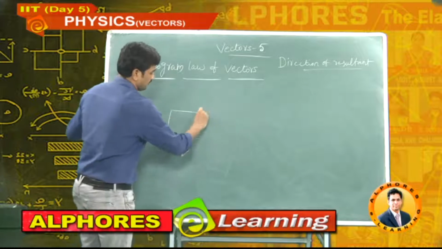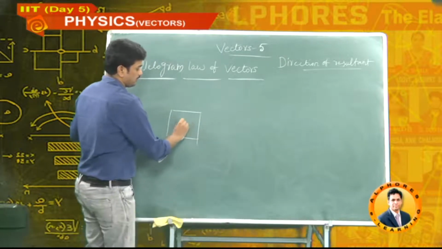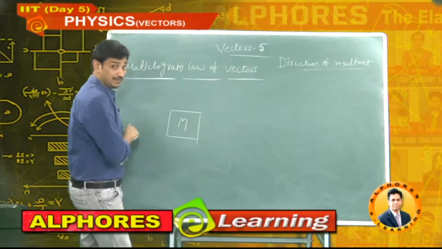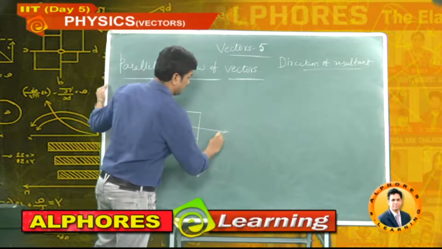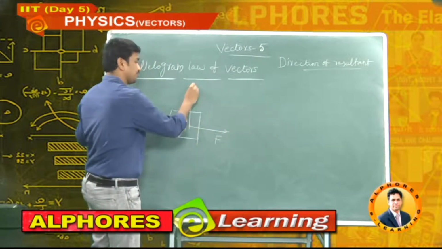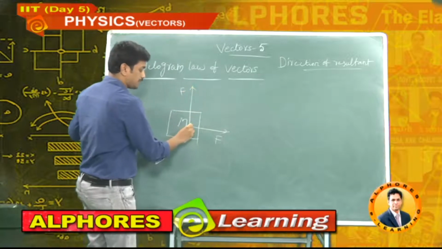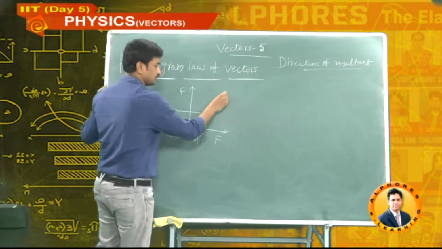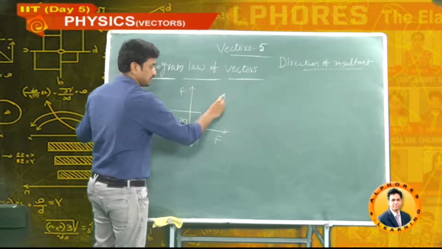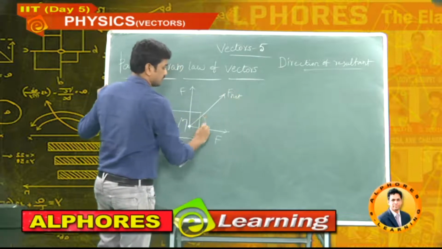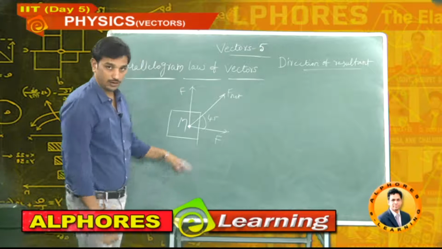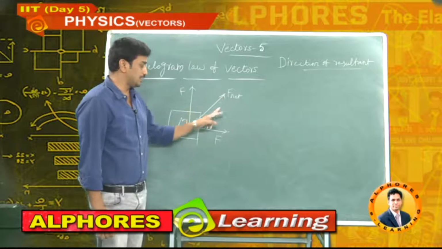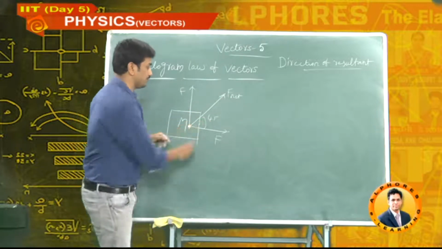See, it's an object of mass capital M. This object is affected by two forces, F and F. What is the net force acting on the solid? The angle is 90, so 100% the net force is at 45 degrees. That's what I told you now. Two forces are equal, the angle is 90, the resultant is the bisecting line, 100% it's 45, and this is also 45.